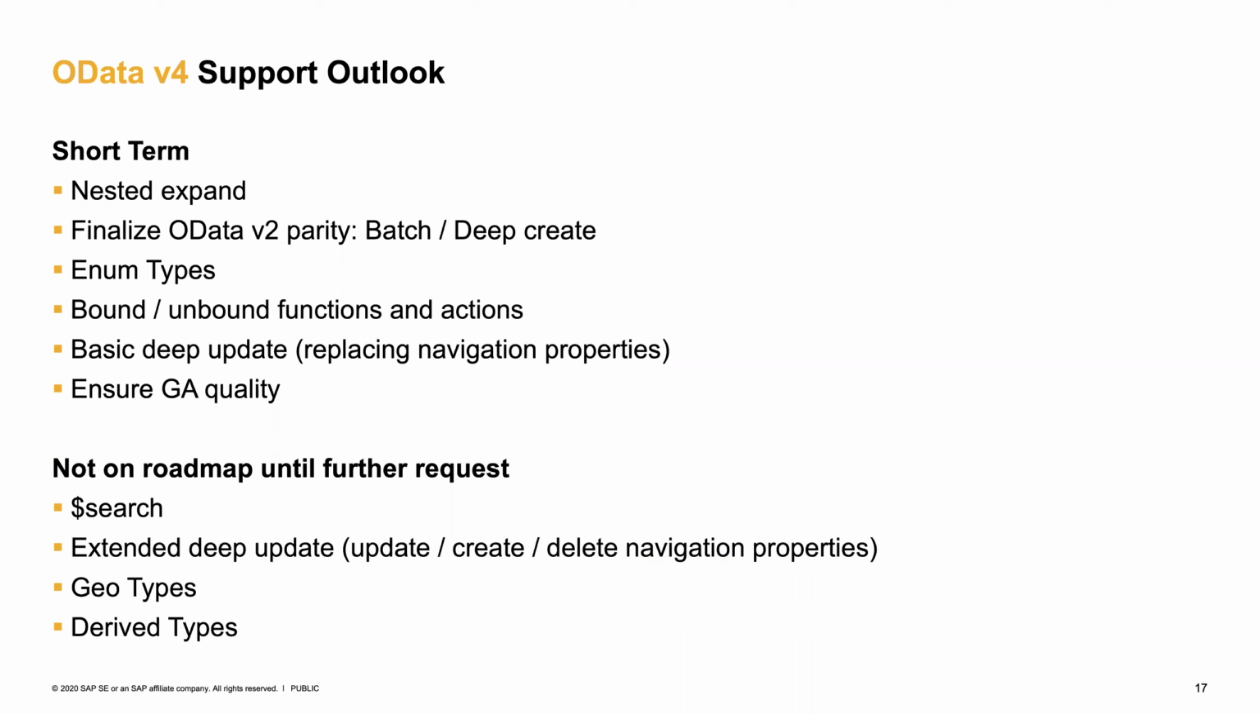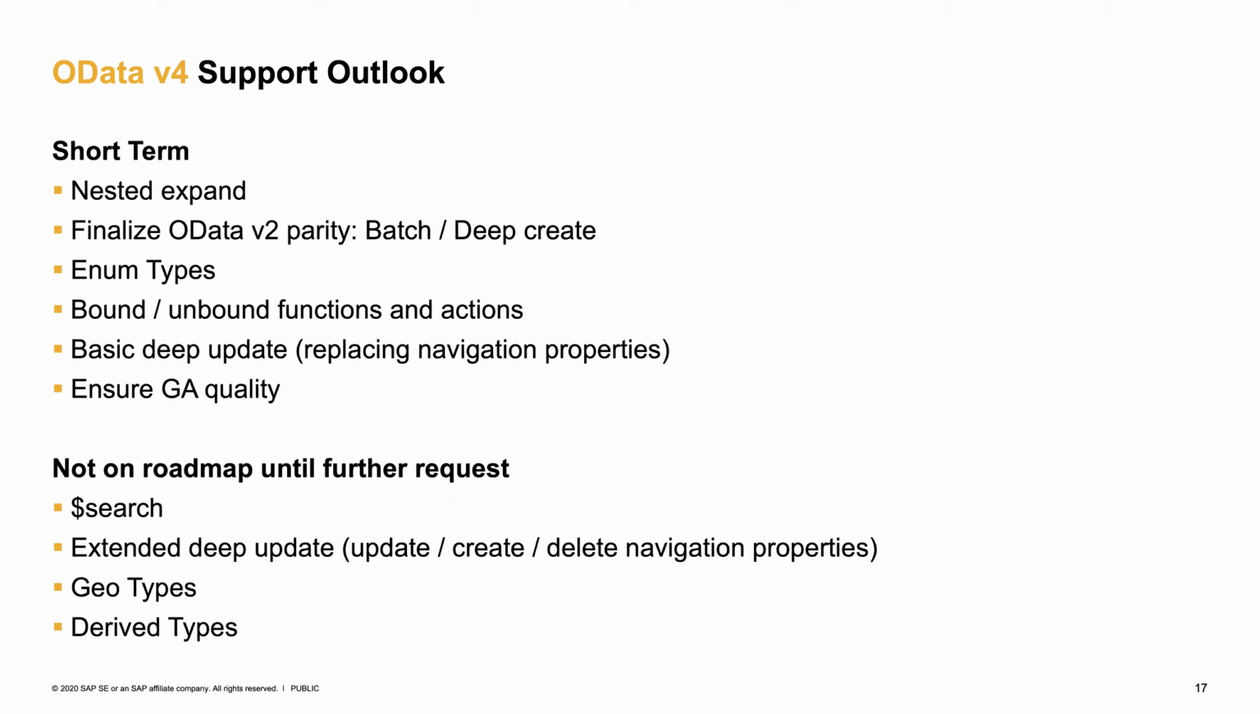So the last point here, I want to give you a short outlook. I've already touched on some of the points. Short term, we definitely want to implement the nested expand. We also want to finalize the OData v2 parity. So batch and deep create are not supported in v4 yet, although they were already there in v2. Then there's the new concept of enum types, which I didn't talk about today, which is also not implemented. So that's something for the next time, maybe.